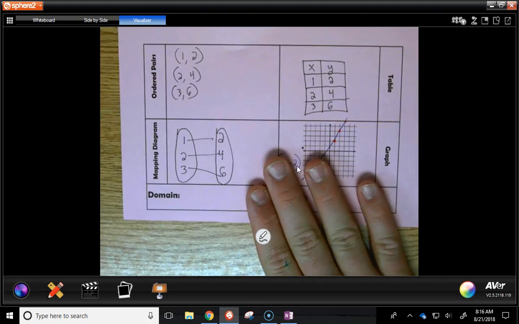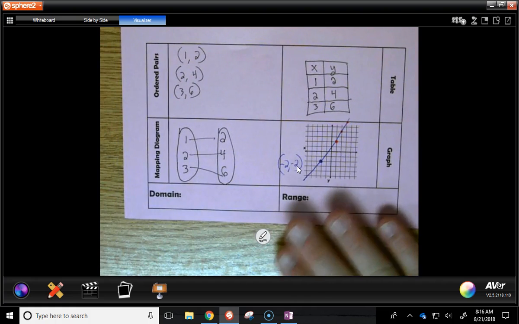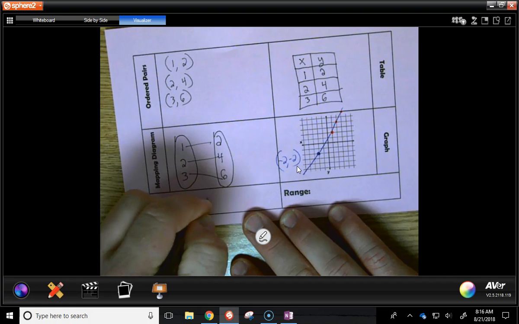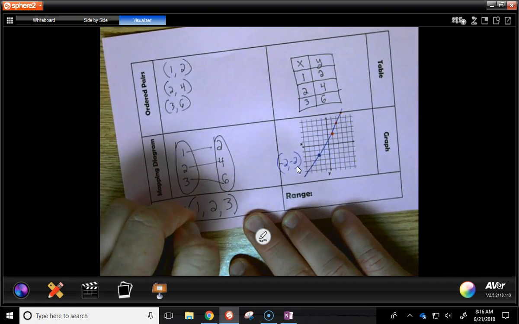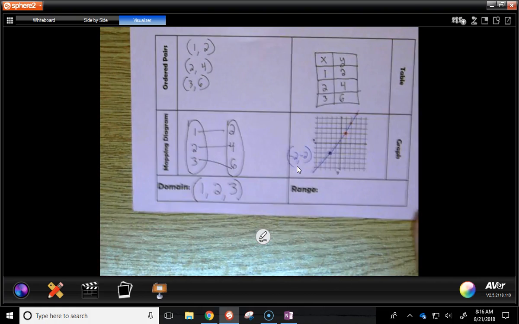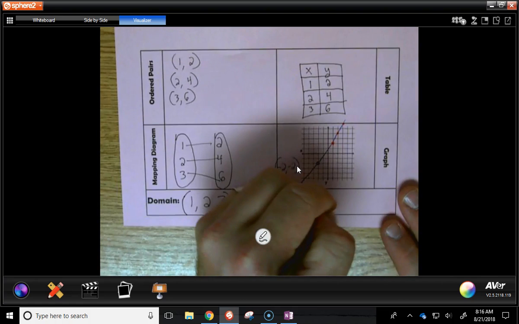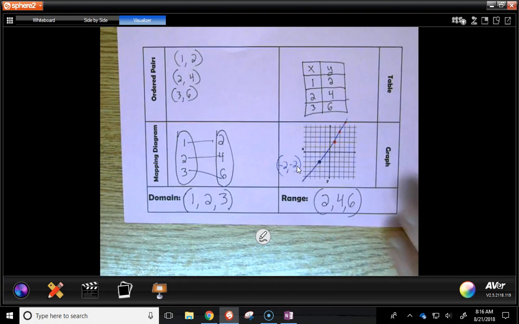Okay, and then the last part, pretty simple. What was our domain that we used? Our domain was what, Zoe? Yeah, domain was 1, 2, and 3. And one of the 3 Katie's, what was my range? Good. 2, 4, 6.